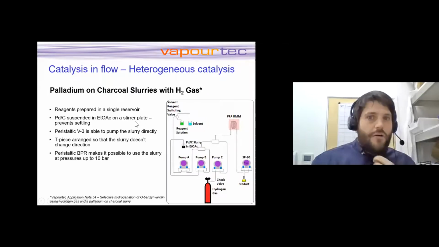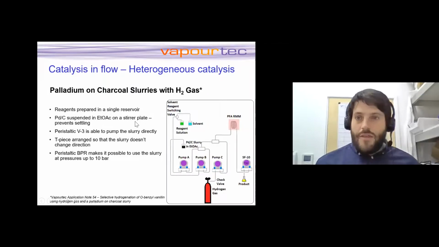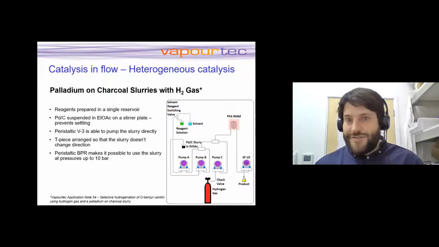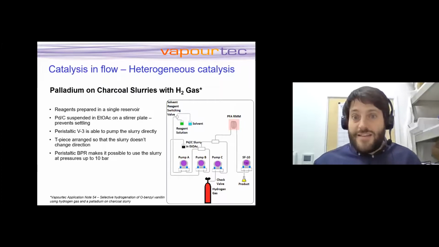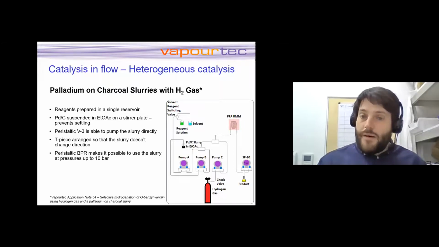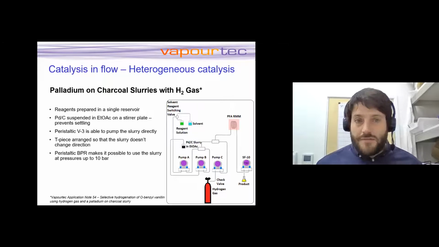So how, from a technical point of view, does this look? Well, we have 3 lanes, one effectively for each physical phase. So we have pump A, which will deliver our solution of O-benzyl vanillin. Pump B will be pumping the slurry. So in this case, palladium on charcoal in ethyl acetate makes a really nice slurry.